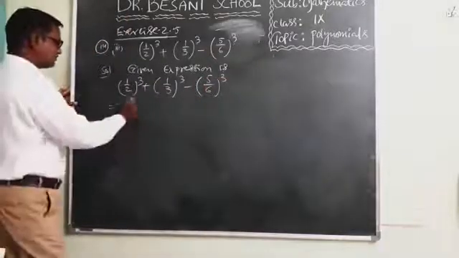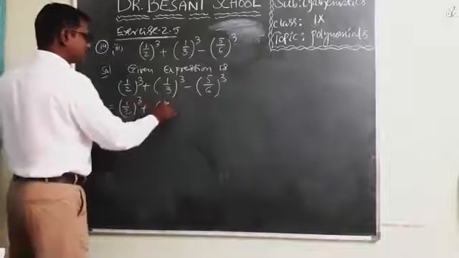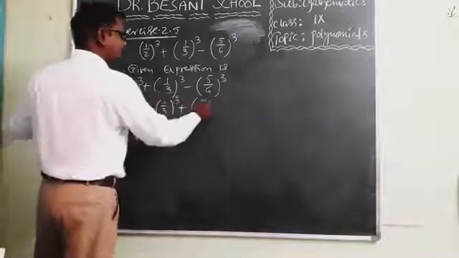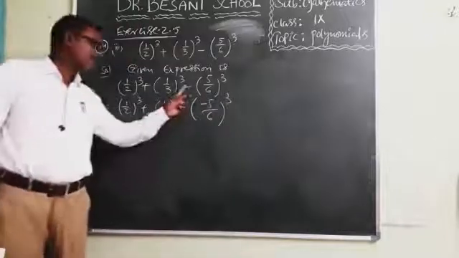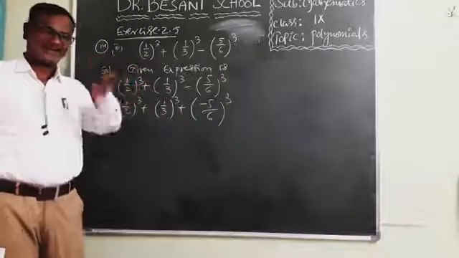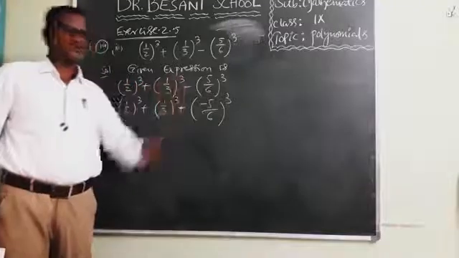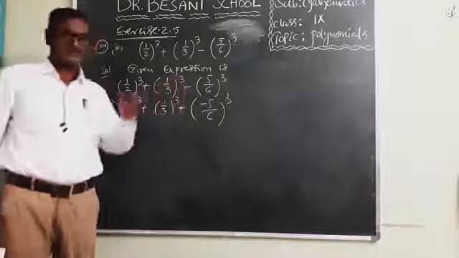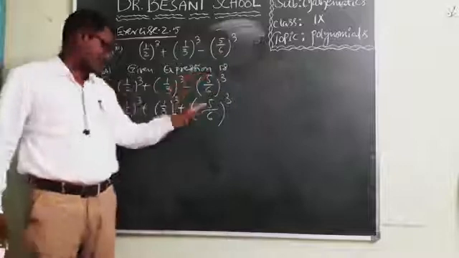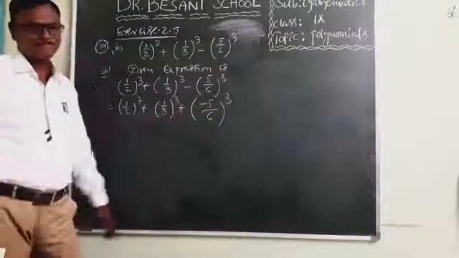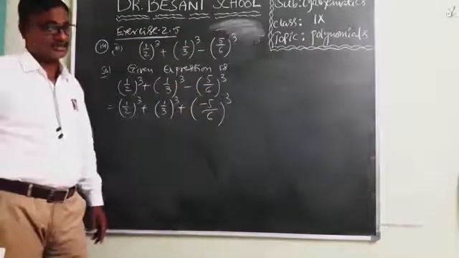This is (1/2)³ plus this is (1/3)³. Now plus this is (−5/6)³. Concentrate, do not get any confusion. Here (−5/6)³, that I have written as plus (−5/6)³. Why? Because minus cube means minus into minus into minus: minus into minus is plus, plus into minus is minus. Did you understand? Do not get any confusion.